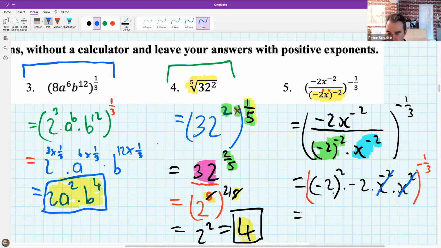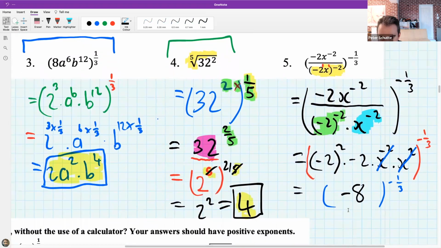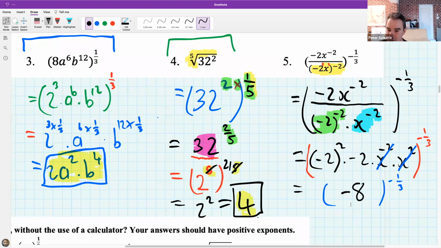So then all I have to deal with is -2 times -2 times -2. Now ask yourself, what do you get when you have -2 times -2 times -2? I think we get -8. So we're almost done here. This is actually quite a tricky problem. So now what do we need to do?